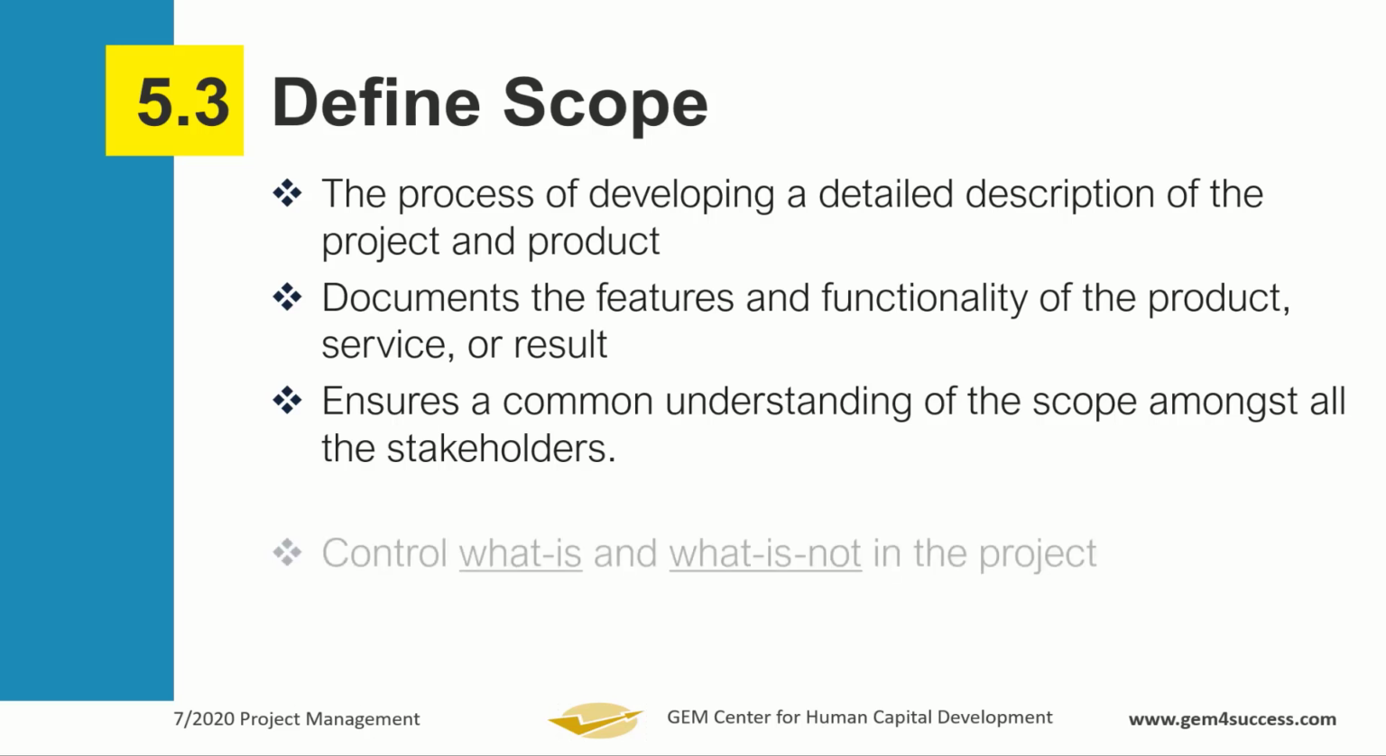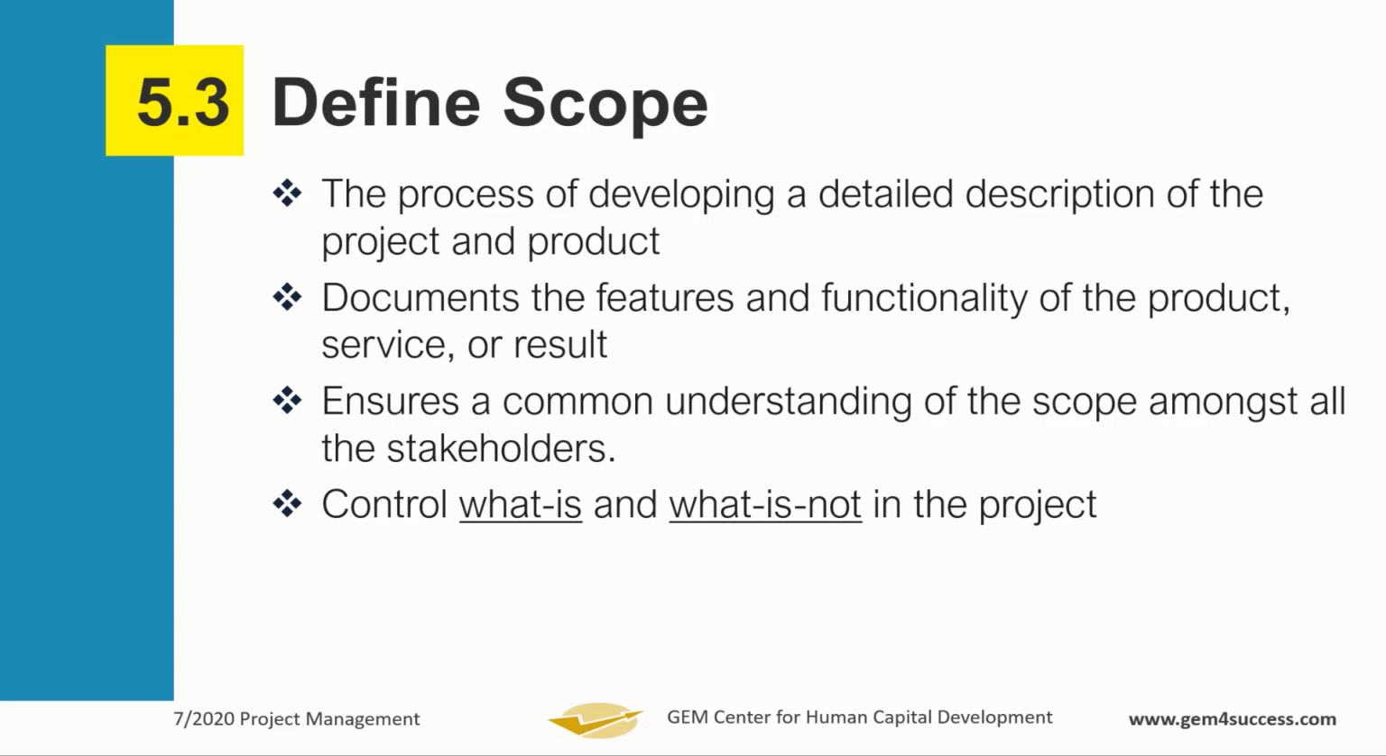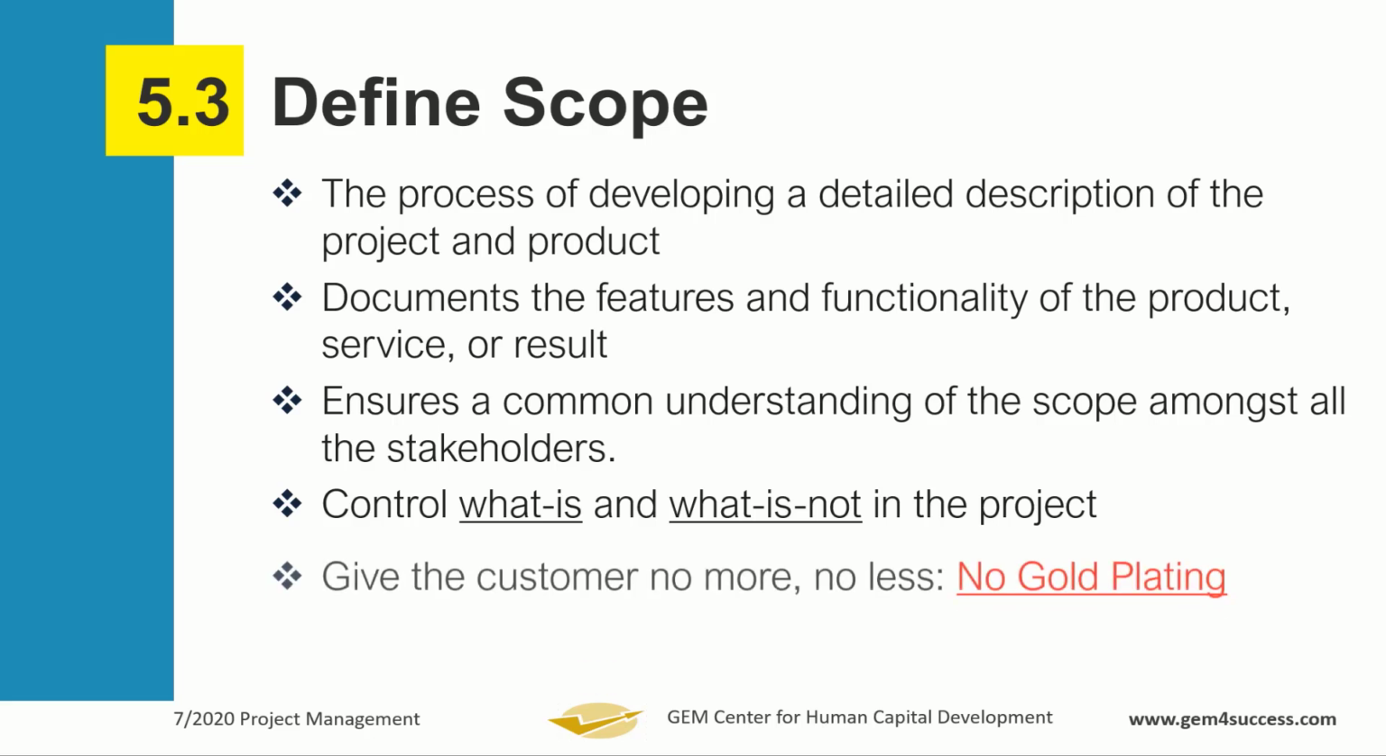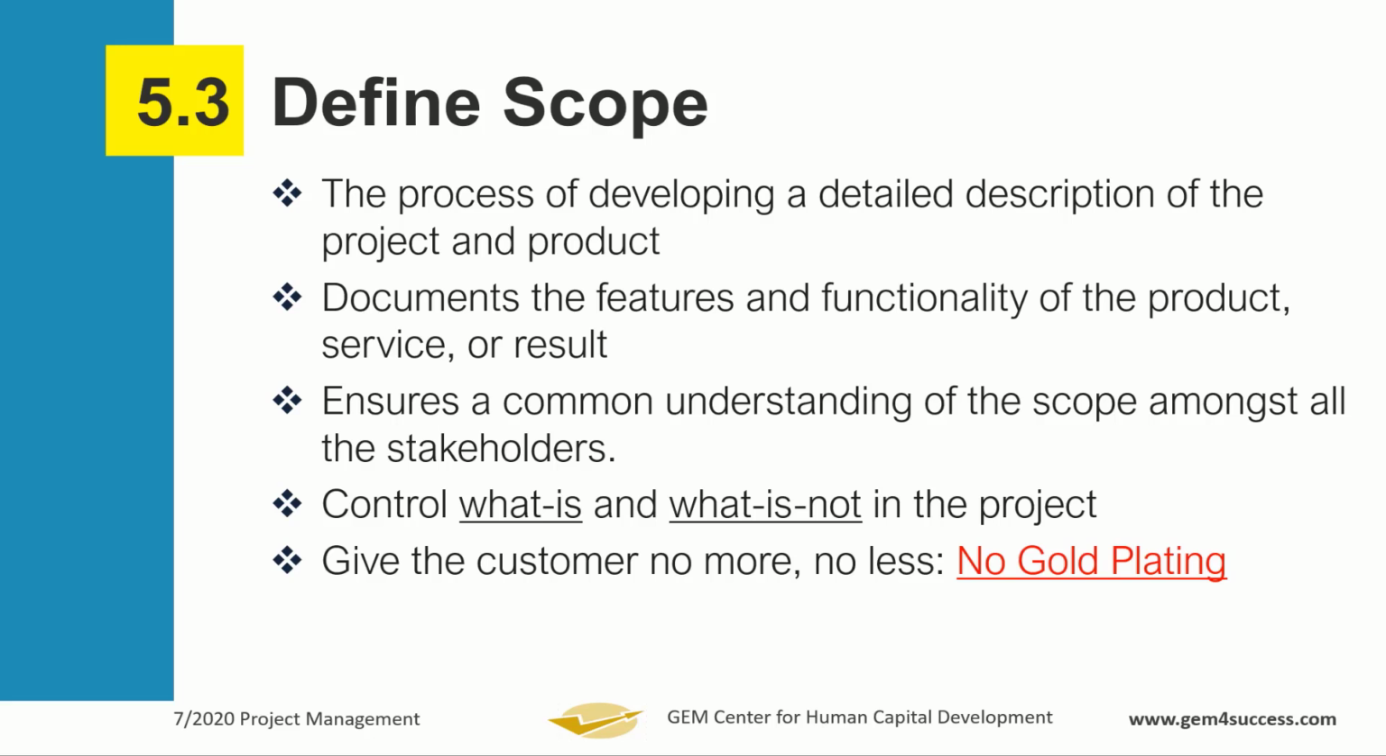Then the scope of the project controls what is in the project and what is not in the project. So you want to have clearly spelled, clearly drawn project scope boundaries. What is within the boundary is in the scope of the project. What is outside the boundary definitely is outside the scope of the project. So give the customer no more, no less, no gold plating.